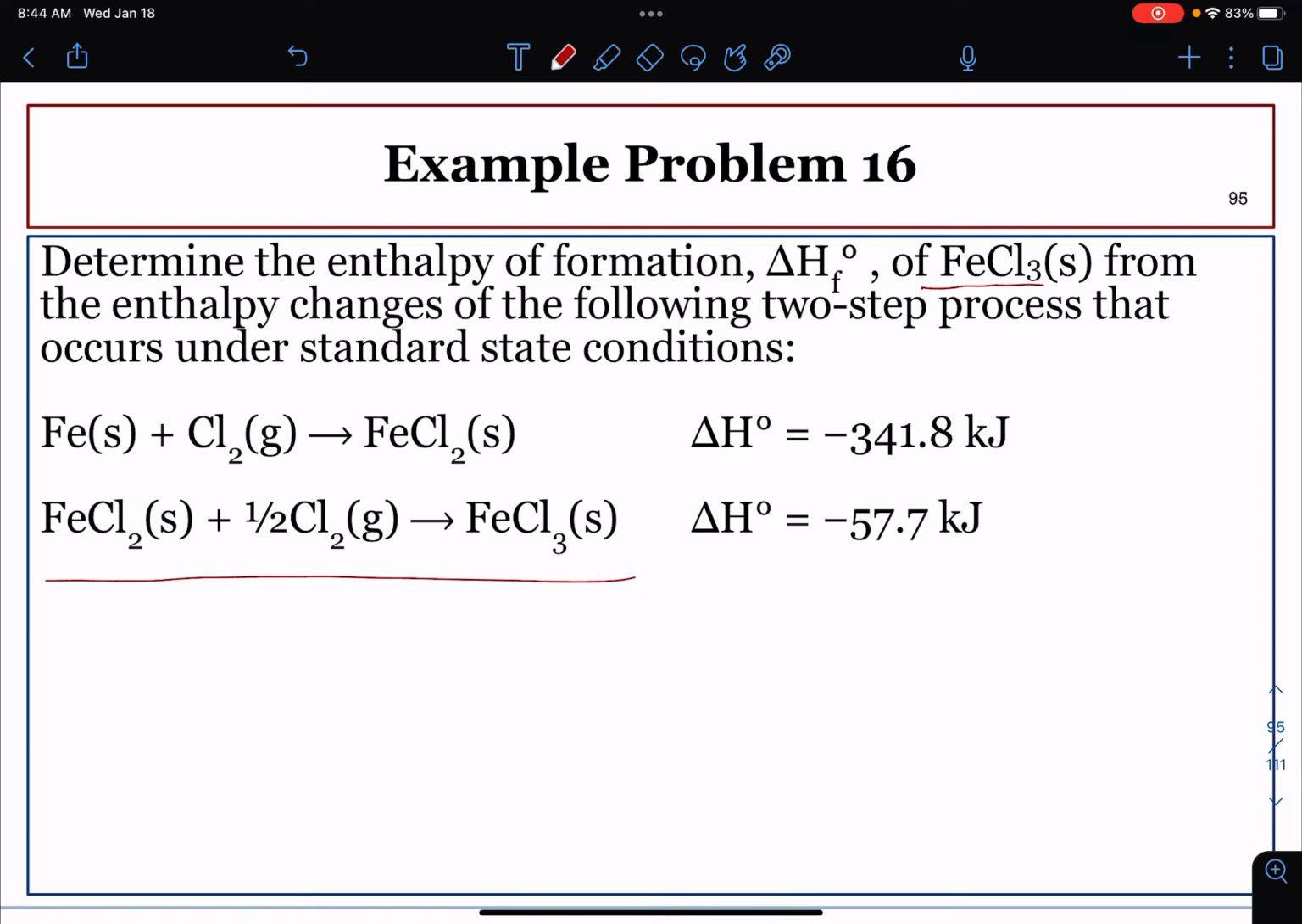If you notice, the first process reacts iron with chlorine to make iron 2 chloride, FeCl2. Then once that FeCl2 is produced, it is consumed with another 1/2 mole of chlorine to form our final product. These two compounds can be canceled because they are the exact same compound with the exact same state of matter. We're going to add everything else. 1 mole of iron. When we take 1 mole of chlorine and 1/2 mole of chlorine, we have 3/2 of chlorine.